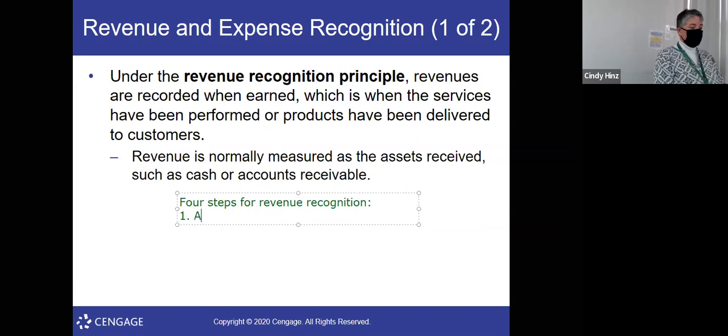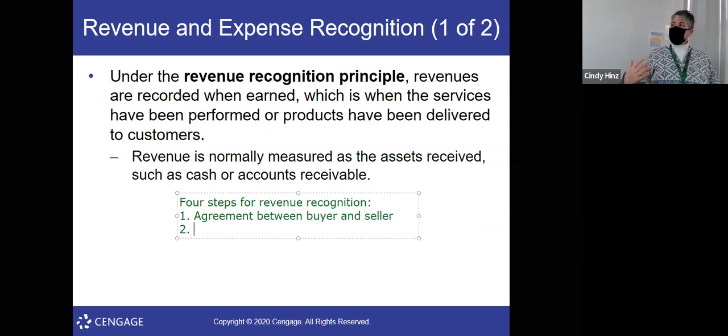Okay. We have an agreement between the buyer and the seller. Yes, I want to buy that. Good, I want to sell it to you. It doesn't have to be a written agreement. It doesn't have to be a contract, written contract signed and notarized, although sometimes it might be. It can be a handshake, but there's an agreement.